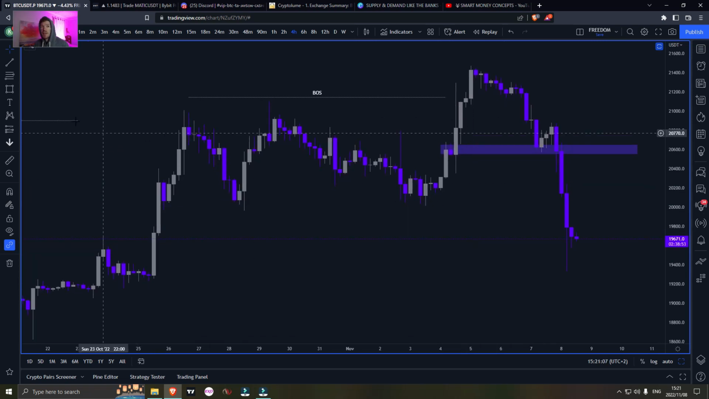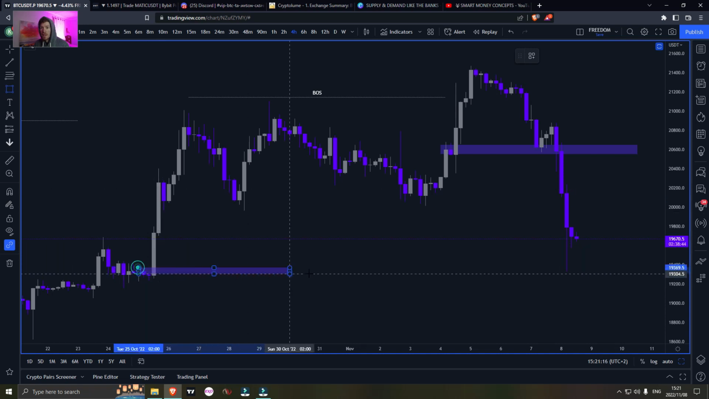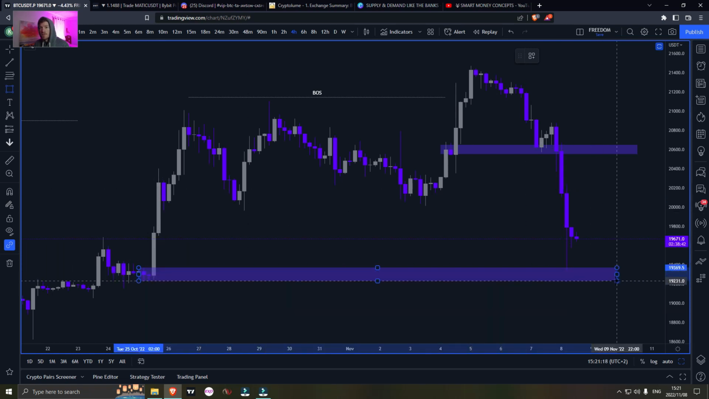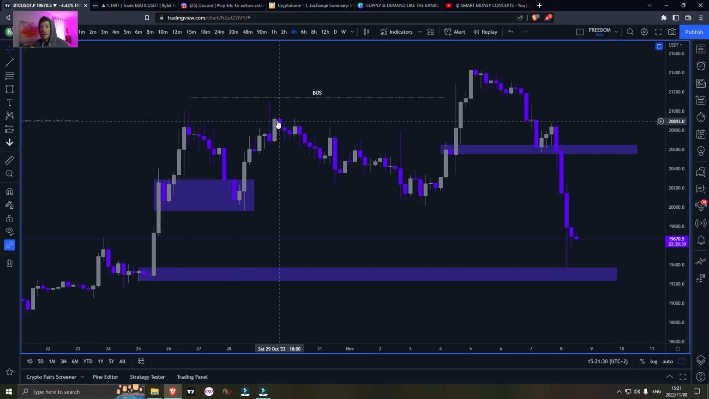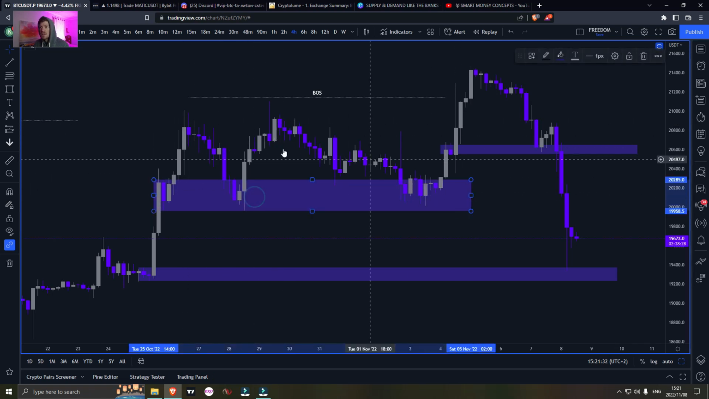Here is a perfect example. So price consolidates over here. Now we have this massive move to the upside with this bullish momentum candle. It leaves behind a demand zone, rally, base, rally, leaves behind another demand zone, comes back up, then comes back to mitigate this zone, comes back up, and then mitigates this zone again.